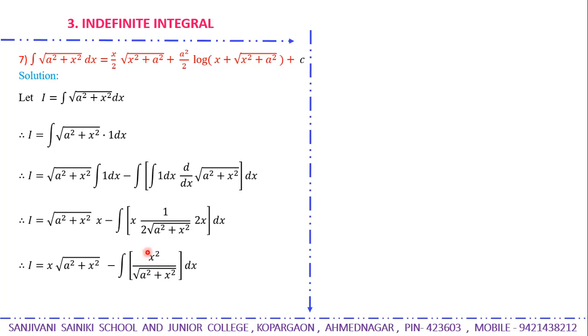Now in the numerator we will add a square and subtract a square, and after that we will divide this root a square plus x square to these two terms.